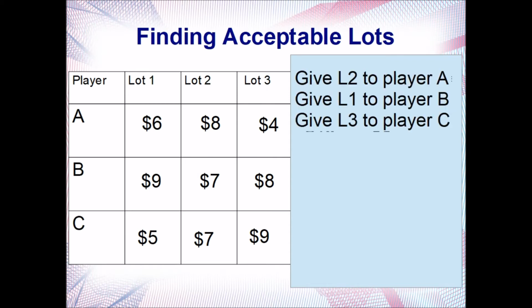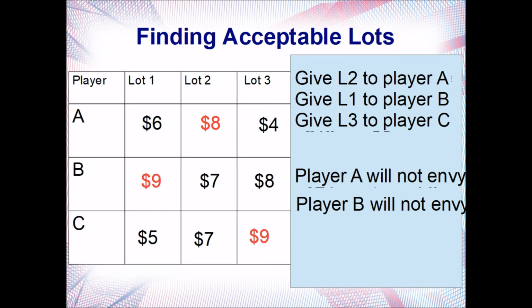So let's look at the other one. The other one is like this. I gave lot 2 to player A, lot 1 to player B, and lot 3 to player C. So let's check on envy here. Player A got lot number 2, and that is the lot that player A values the most. So player A will not envy anyone. Player B got lot number 1, which is the lot that they value the most. So player B will not envy anyone. And player C also got their first place choice. So player C will not envy anyone. So this division is envy-free.